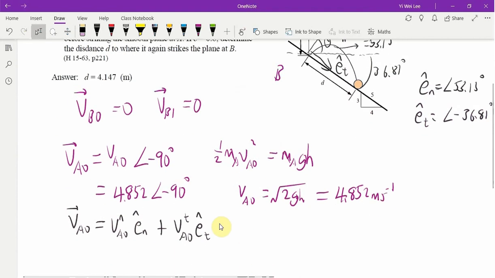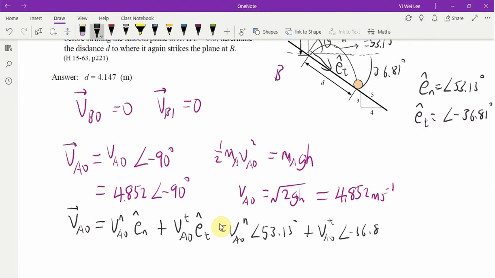So in other words, we are trying to find v_A0n, with e_n in the direction of 53.13 degrees, and v_A0t, with e_t in the direction of negative 36.87 degrees. So we want to find the component of this initial velocity along 53.13 degrees and along negative 36.87 degrees. So how do we do that?